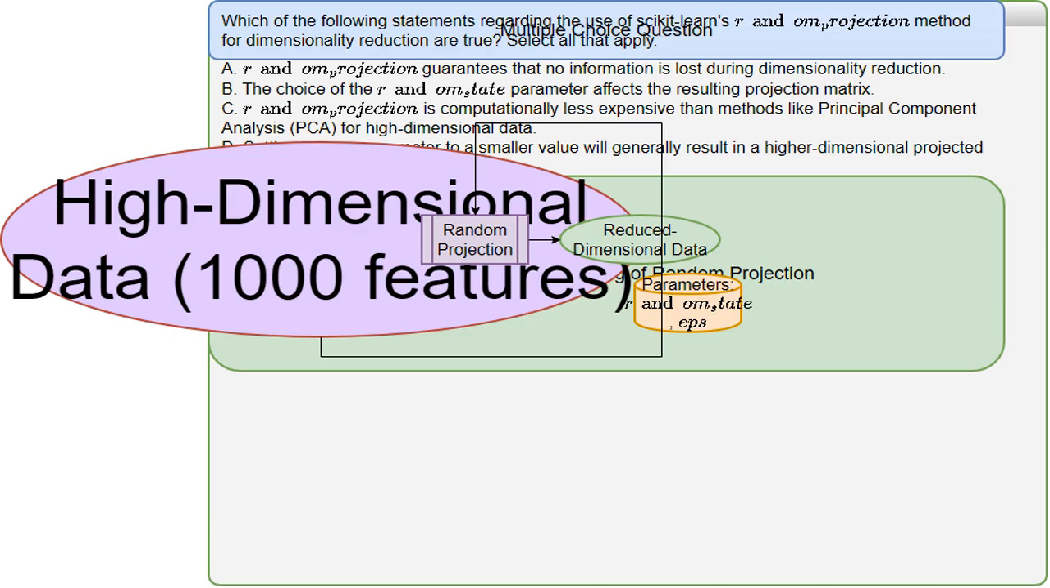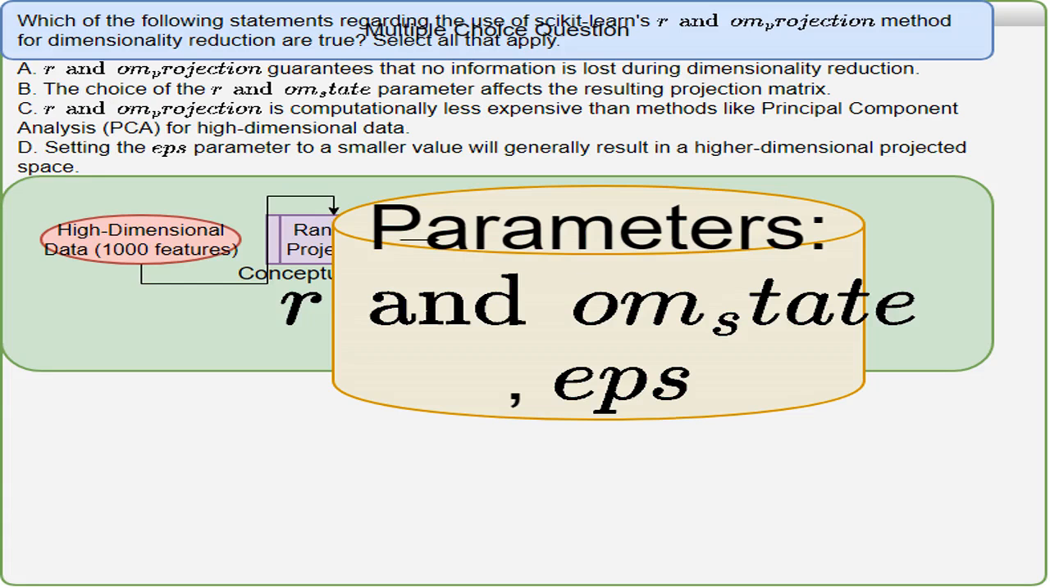I'm using a method called random projection to reduce the number of features. It works by projecting the high-dimensional data onto a lower-dimensional space using random matrices. It's a fast and efficient technique, and I'm exploring its properties to see if it's appropriate for the task. The random projection method has parameters that control its behavior. Random underscore state sets the seed for the random number generator. It ensures that I get the same results each time I run the projection with the same seed.